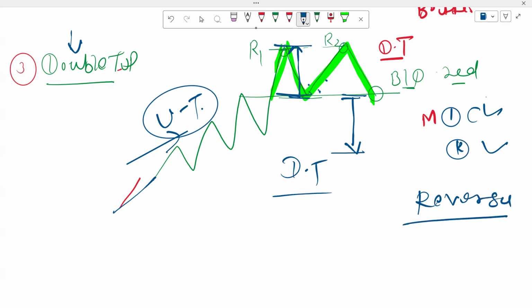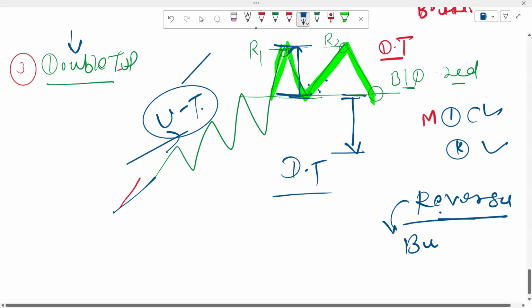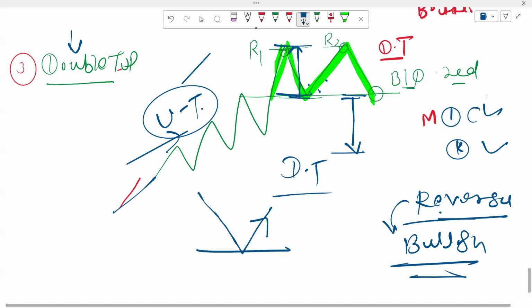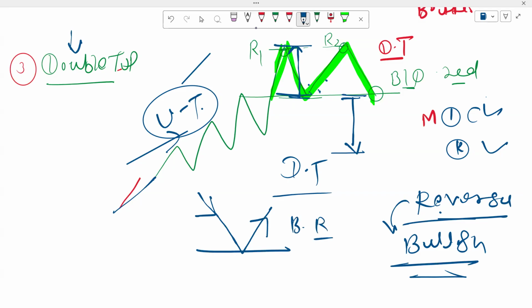Now in the reversal, bullish reversal or bearish reversal? See, this is a bullish reversal, because the prior trend is the bullish trend. That is why I am saying it as a bullish reversal, not a bearish reversal. Bearish reversal will be like this. This will be a bearish reversal, because the prior trend is bearish. Okay, so you can call it a top reversal also. Top reversal or bullish reversal. So don't confuse with the name, just understand the concept.